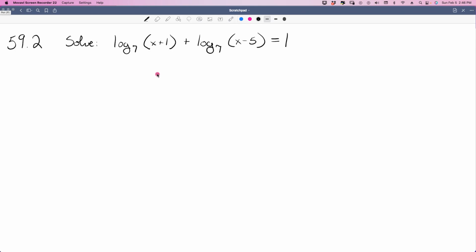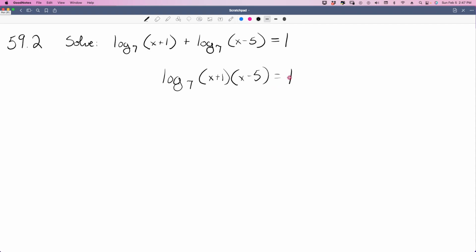So here we have the log of 7 in 59.2. We have the log of 7 with an x plus 1 answer plus the log of 7 with an x minus 5 answer is equal to 1, and 1 is going to be the exponent of the log of 7. So the first thing we're going to do is use the product rule, which means that when they are added, we are multiplying. So we're going to rewrite this first as the log of 7 is going to be x plus 1 times x minus 5, and that's equal to 1.